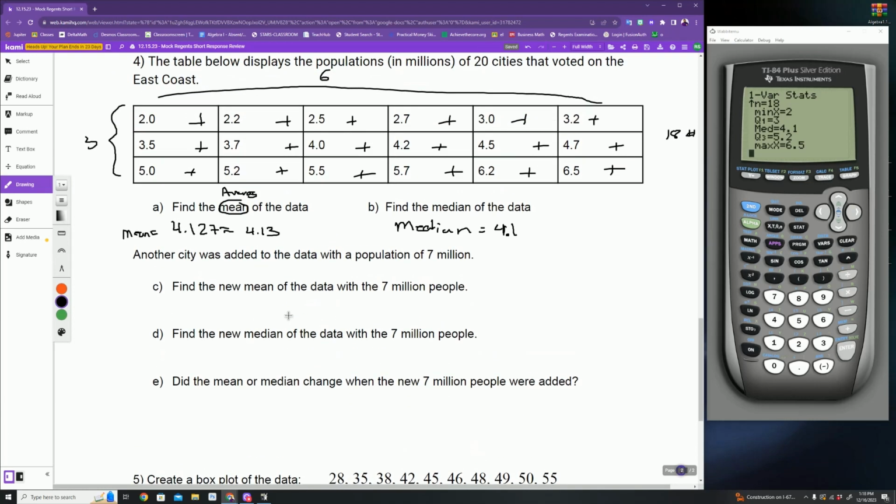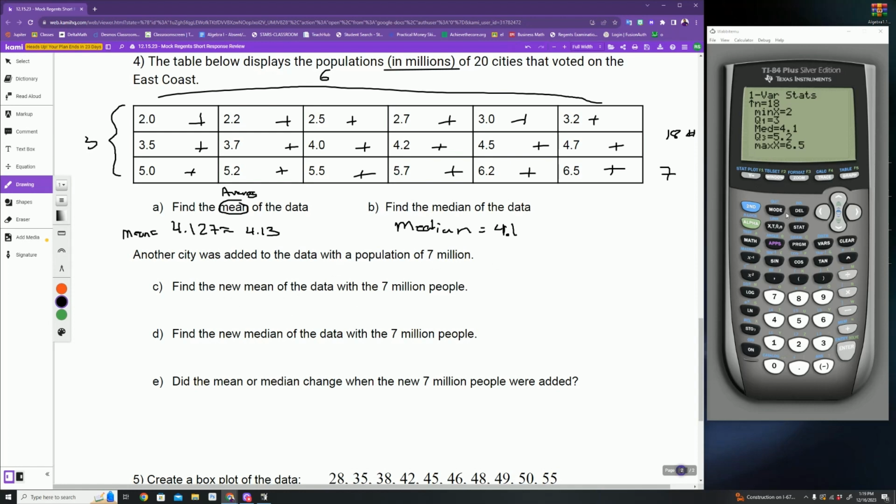Okay, so now they're asking to find the mean of the data with 7 million people. They're saying that another population was added in. So we have another value of 7, because these are all already in millions. So 7 was added, and how does that change the data? What's the new mean?